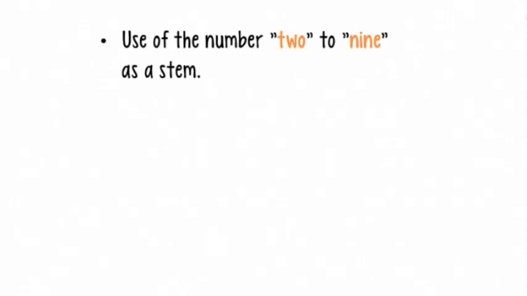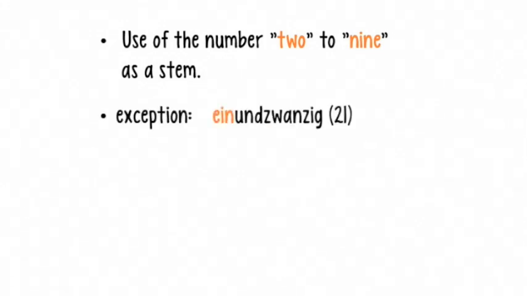Now let's have a look on how to form the numbers you just learned. First of all, you have to use the numbers 2 to 9 as a stem. There's one exception in the case of forming the numbers with 1. For example, 21, which means 21. And also with the other numbers 31, 41, 51, and so on until 91. As you know, the number 1 is 1. Here you have to cut out the S and just use the word ein as a stem.